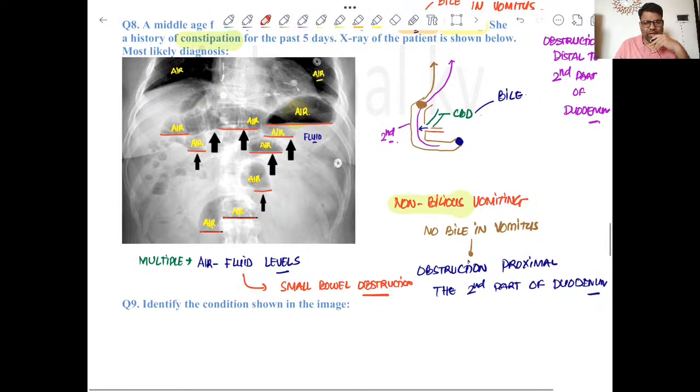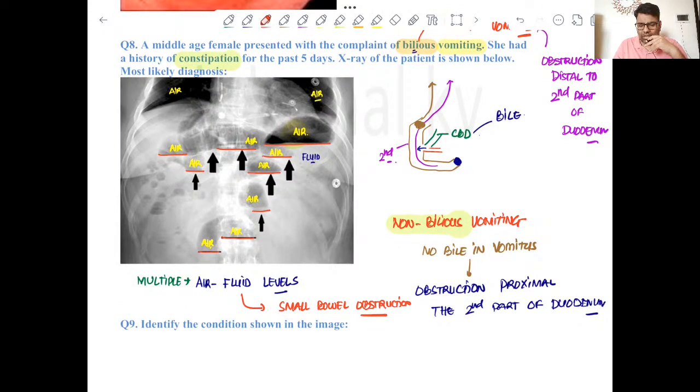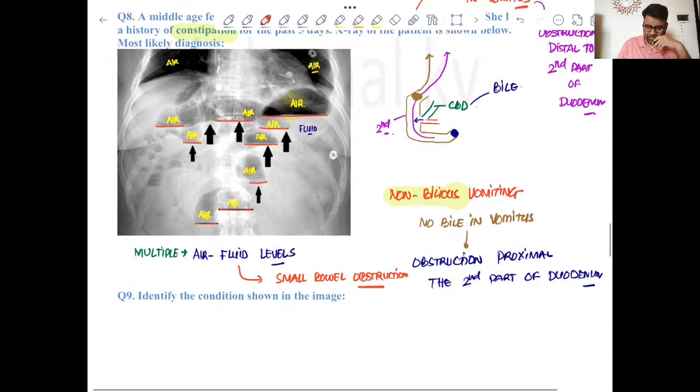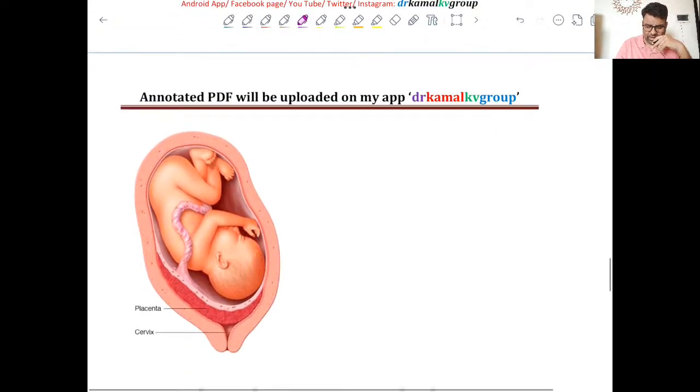So this is how you will identify an abdominal X-ray of small bowel obstruction, and the patient clinically will come with bilious vomiting, of course. Now moving to another question. Now what is shown here?